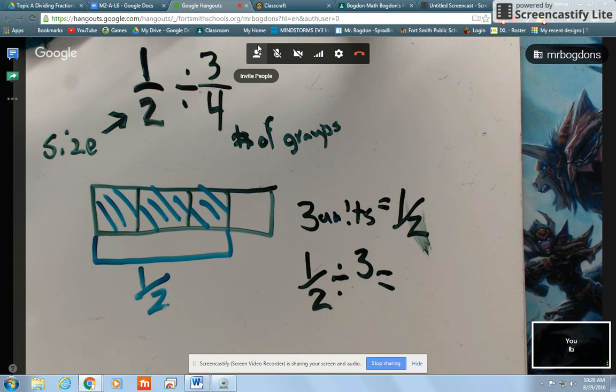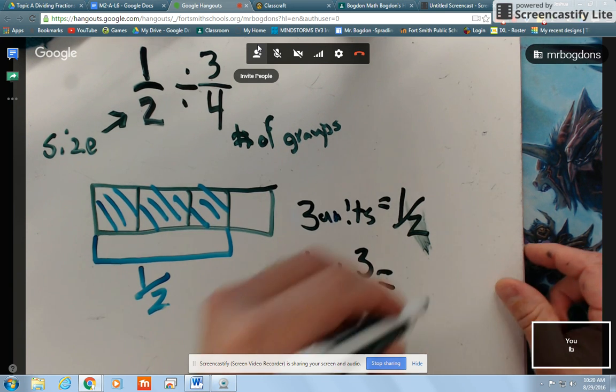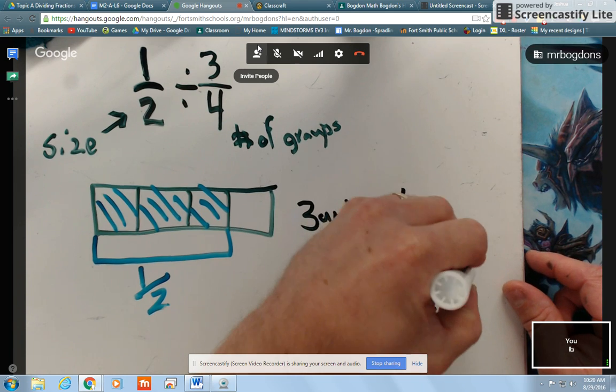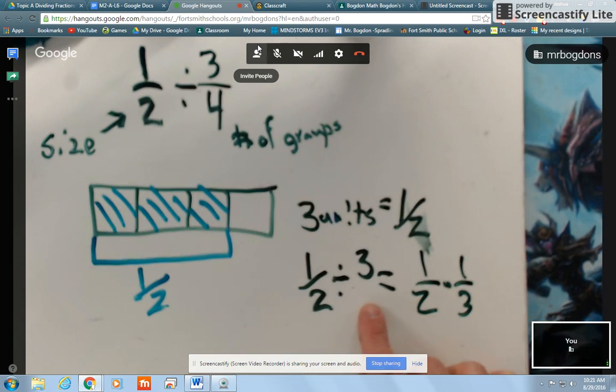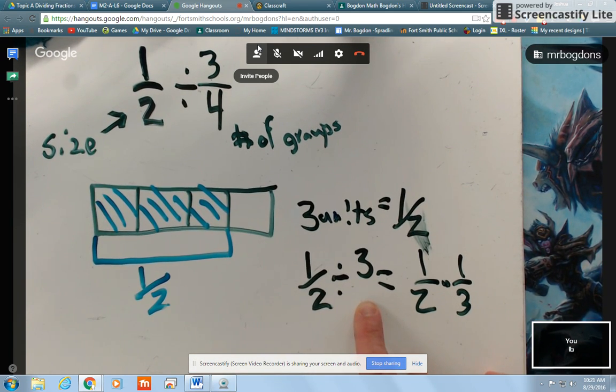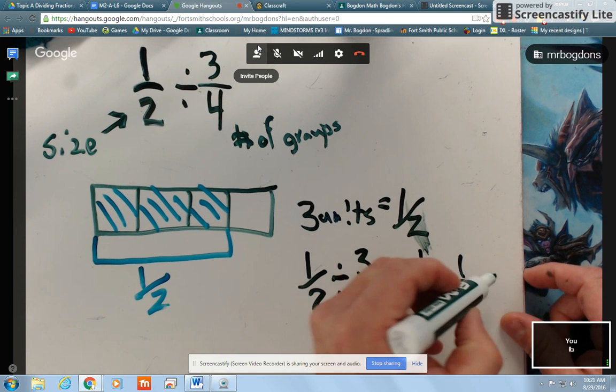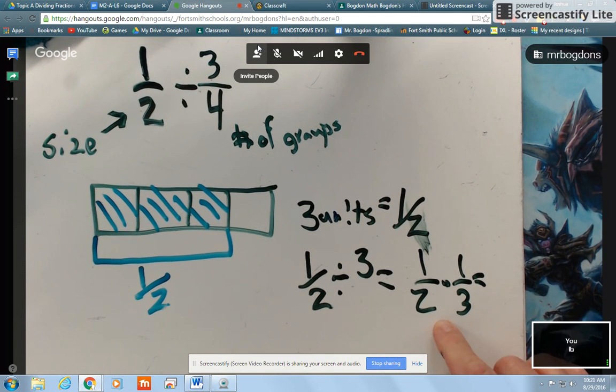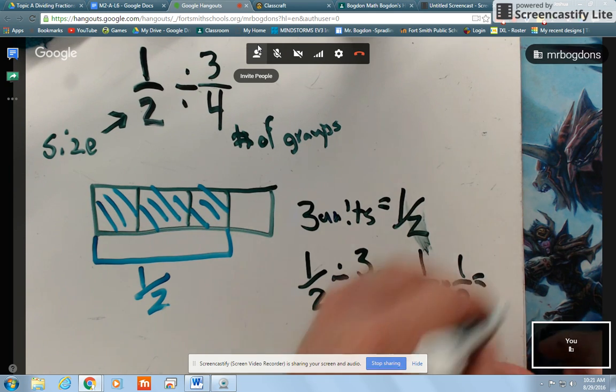Everyone, listen very carefully to the words I'm saying. What is 1/3 of 1/2? I said of, right? So what multiplication sentence is that? So now I have 1/2 times 1/3. Wait a minute, that's just keep, change, flip, right? Oh, okay. So 1/3 of 1/2 is going to be equal to 1/6.